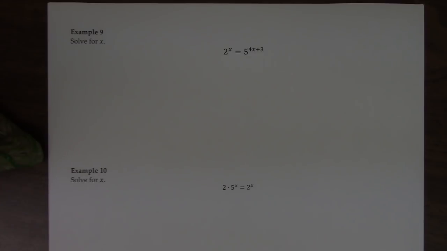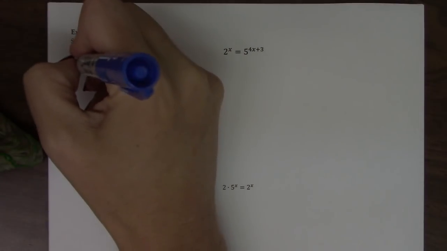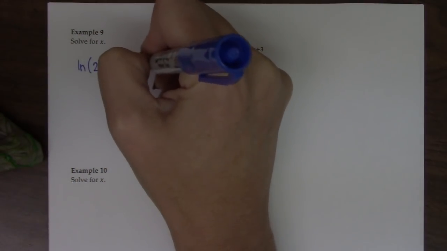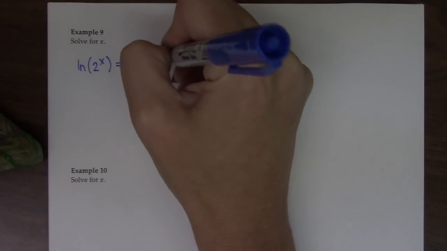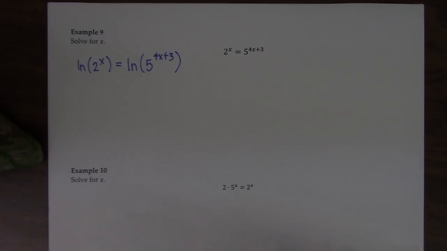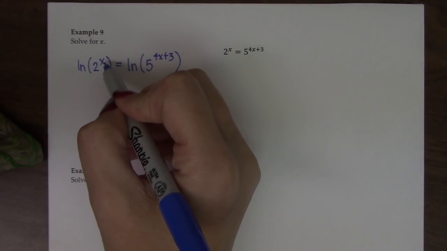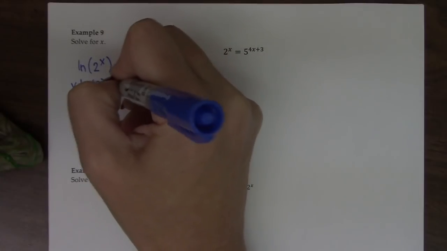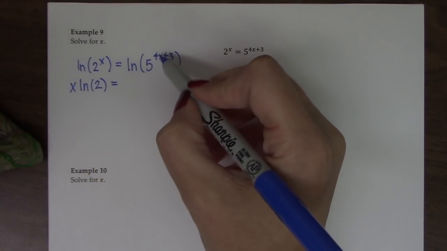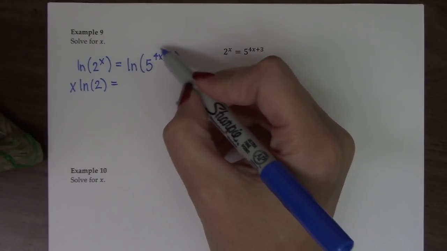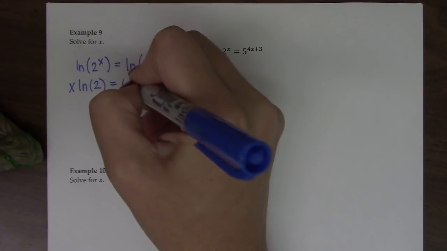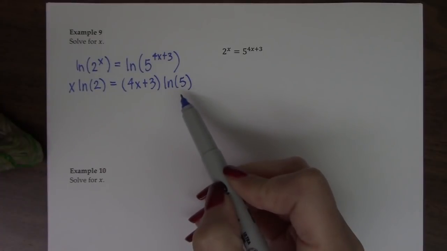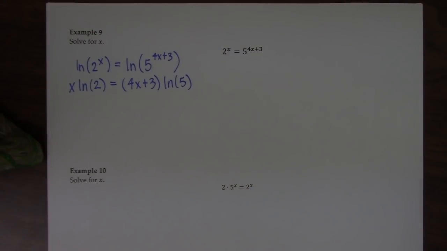So what I'm going to do is take the natural log of both sides. So the natural log of 2 to the x equals the natural log of 5 to the 4x plus 3. Then the properties of logs say that I'm allowed to pull the exponent down front. So it's x natural log of 2. And for this one, be careful because I'm not just pulling down an x, I'm pulling down an entire expression. So I have to use parentheses and I have to make sure that this whole thing gets multiplied by the natural log of 5 because the 5 was raised to all of it.